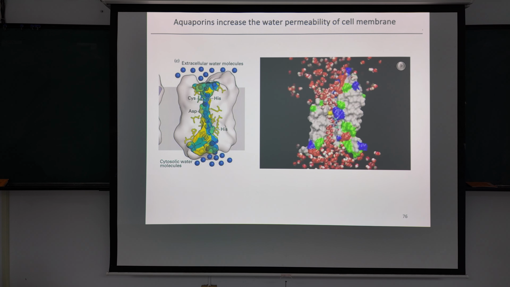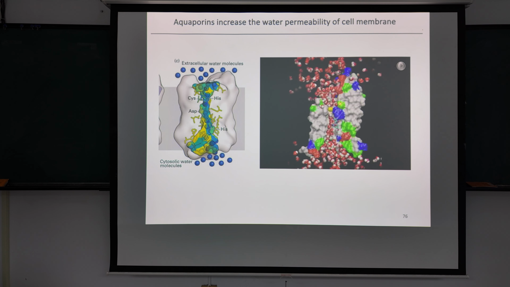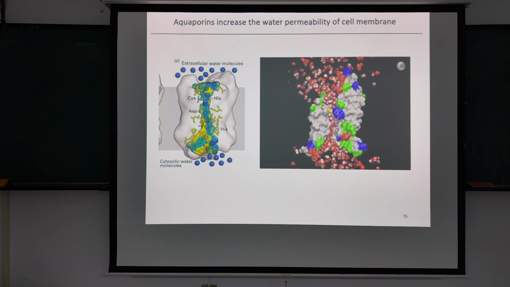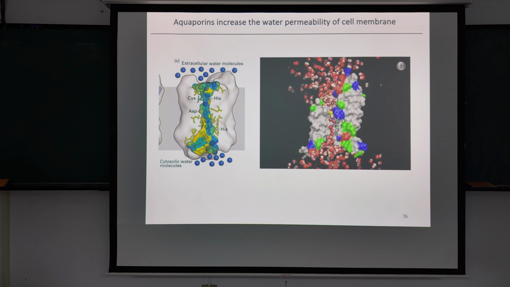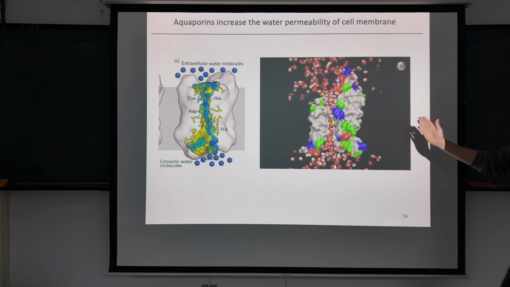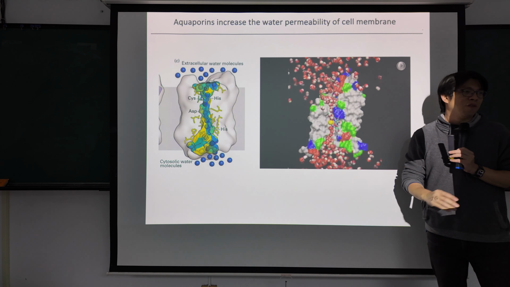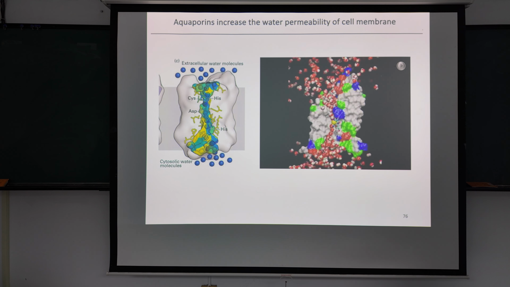This is a cartoon, so you will see this size is perfect for the water molecule. They can gradually move from this side to the other side, depending on osmotic pressure. But the surface of these aquaporins is hydrophobic. That is why they can embed in the membrane.